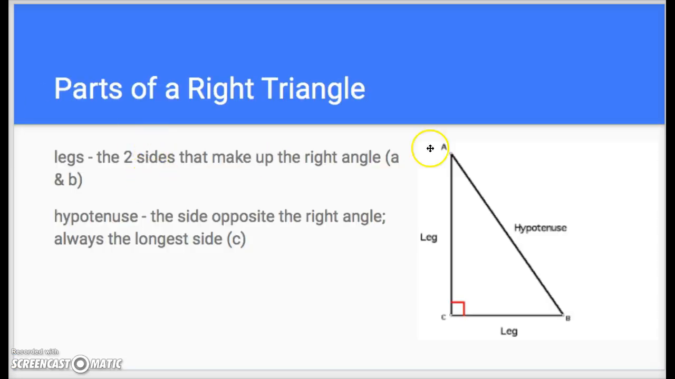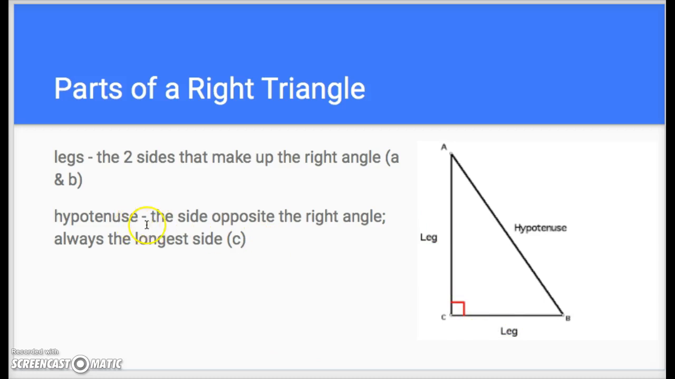So here's a picture right here. Go ahead and sketch this picture on your paper. But if you notice, we've got two sides that are labeled as legs and one side that is labeled as the hypotenuse. Okay, so we got the definitions over here. The legs are always, always, always going to be the two sides that make up the right angle. So if you look in the picture right here, here's your right angle. The two sides that make it up are the two legs.